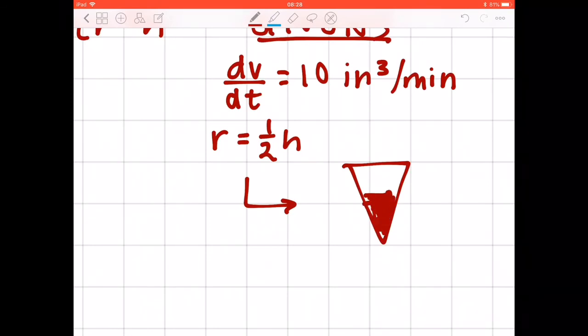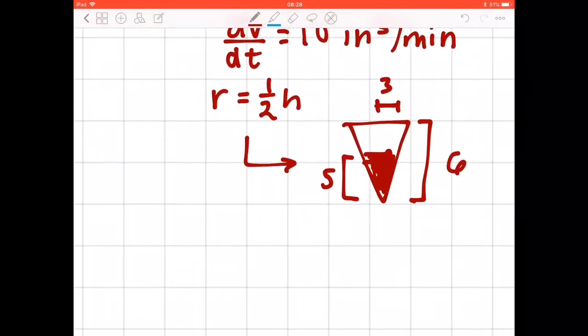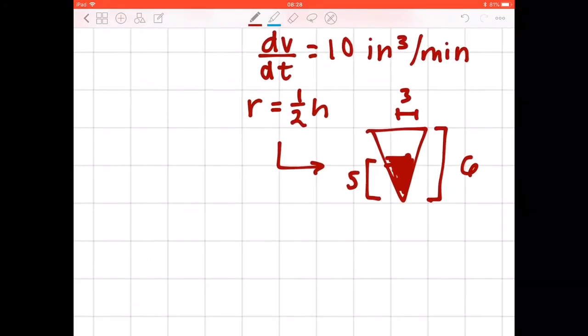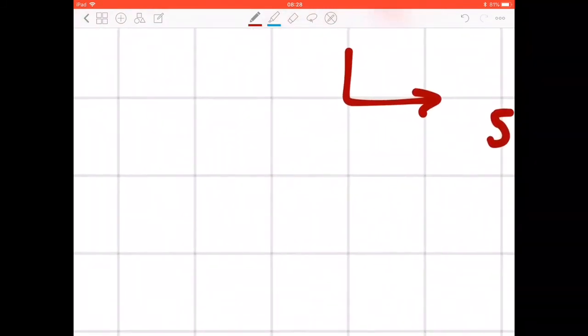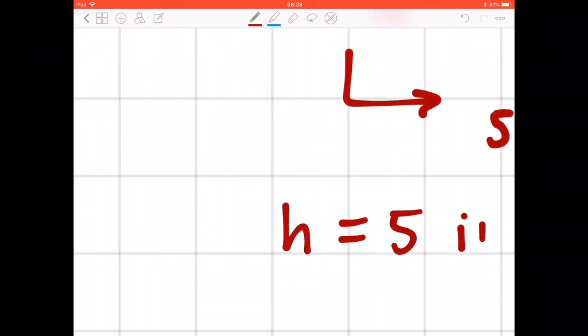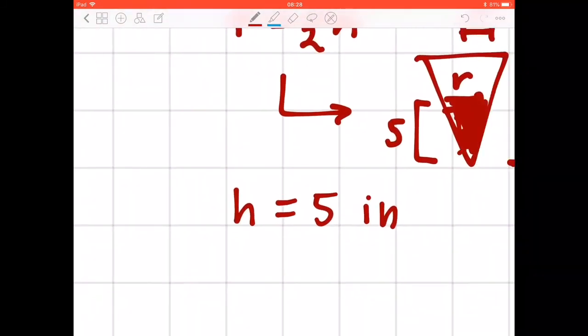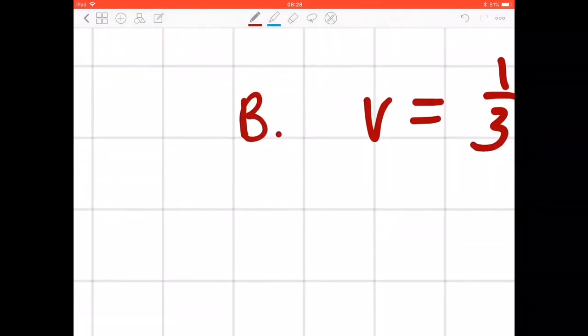The height of the entire cone is 6. The radius of the whole cone is 3. The height of the coffee is 5. The radius of the coffee is an unknown. So now we know height for our coffee is 5. That's another important given.